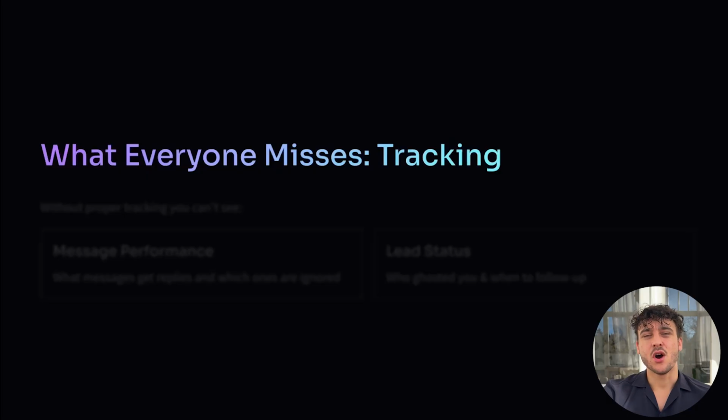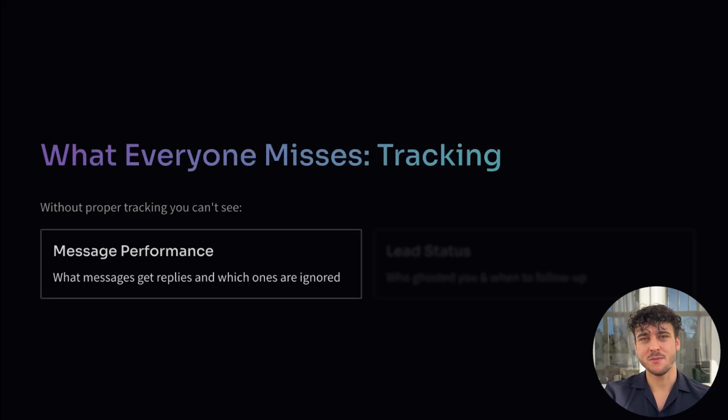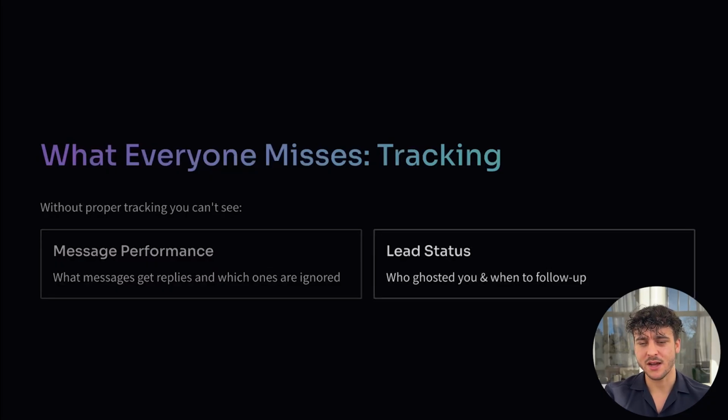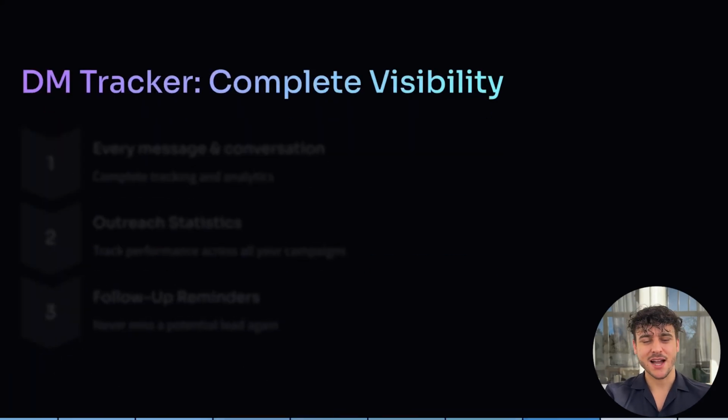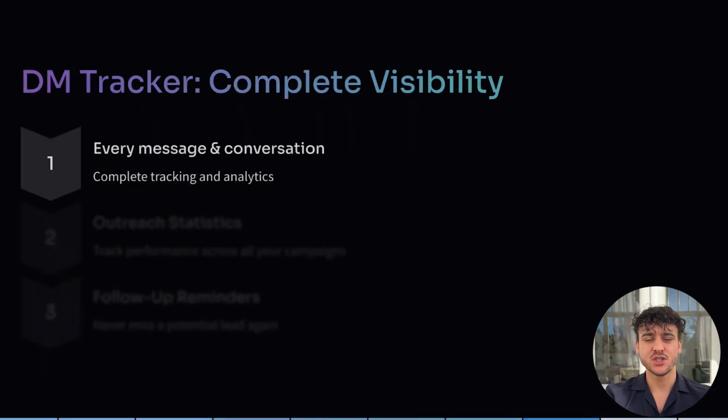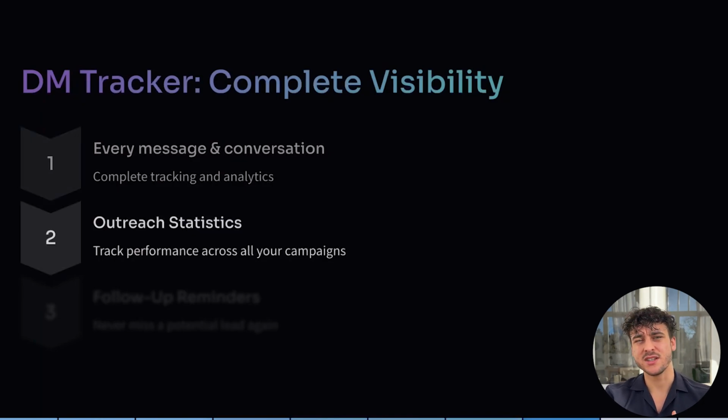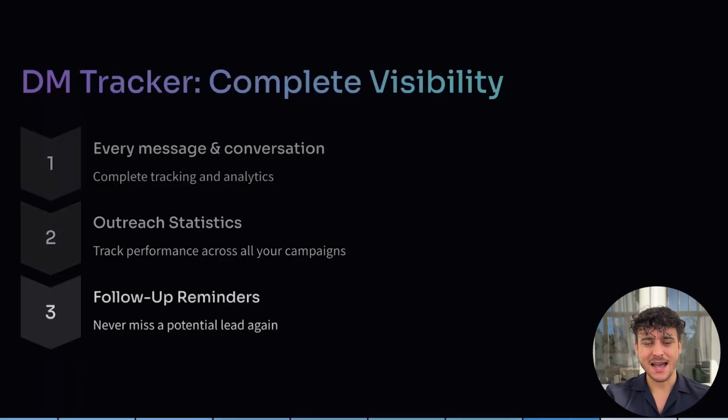Let's quickly talk about the part that everyone misses, which is tracking what's going on inside of your Instagram DMs using ManyChat. Without proper tracking, you can't see your message performance, which messages get replies, which ones are ignored, what questions actually start conversations, which is going to be your main goal on Instagram, as well as your lead status, who ghosted you, who do you need to follow up with. Now, DM Tracker actually gives you complete visibility on every message and conversation. You have complete tracking and analytics. You have outreach statistics, meaning you can see how your outreach campaigns are performing and what gets you the most replies, as well as follow-up reminders so that you never miss a potential lead again.